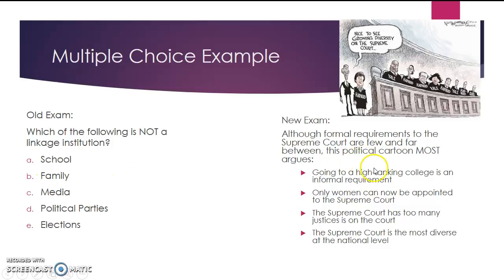The new exam, expect something like this. You see a political cartoon, you have a number of Supreme Court justices here with Harvard, Yale, etc. Obama saying, nice to see growing diversity in the Supreme Court. The student would have to be able to determine that going to a high-ranking college is an informal requirement. Again, going from the old exam to the new exam, notice you're interpreting this political cartoon, you're inferring, you're trying to describe what this is all about.